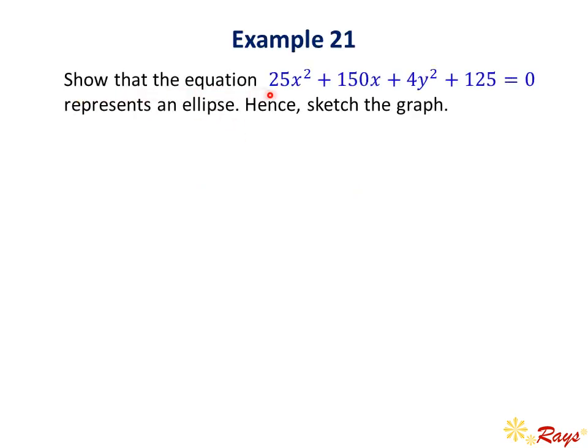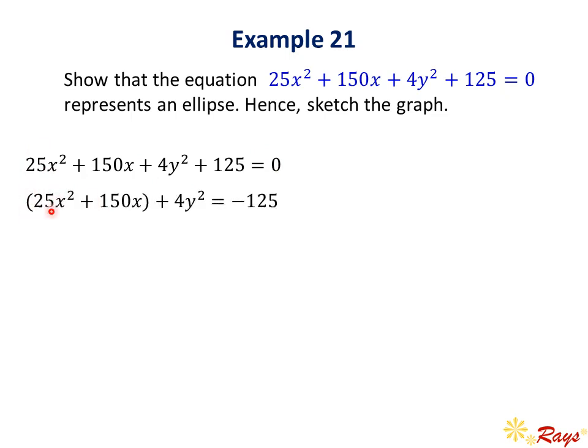Show that the equation 25x squared plus 150x plus 4y squared plus 125 equals to 0 represents an ellipse. Hence, sketch the graph. So we have to rewrite this equation into a standard equation of an ellipse by using the completing the square method.